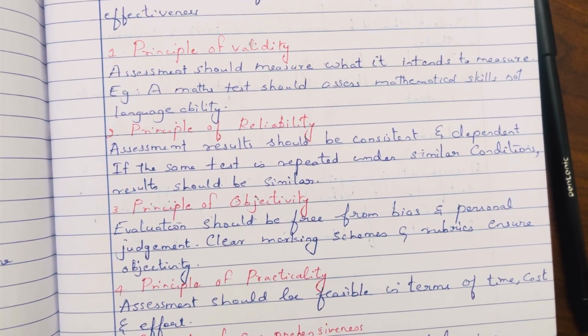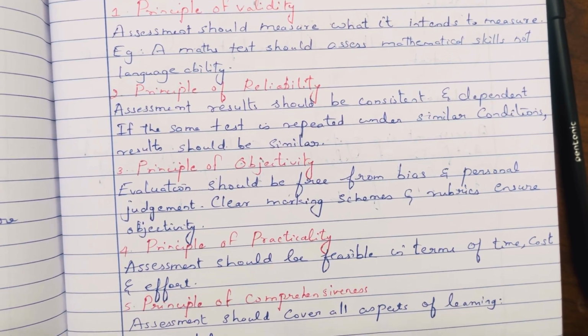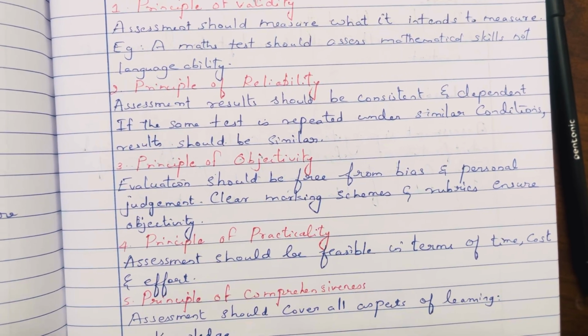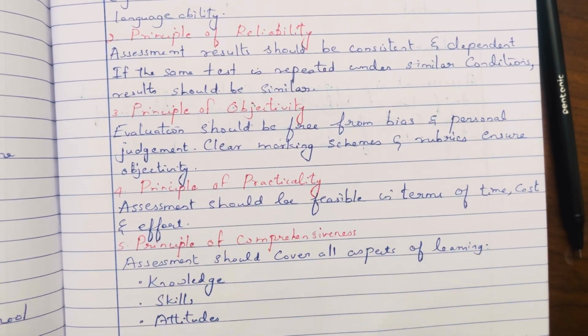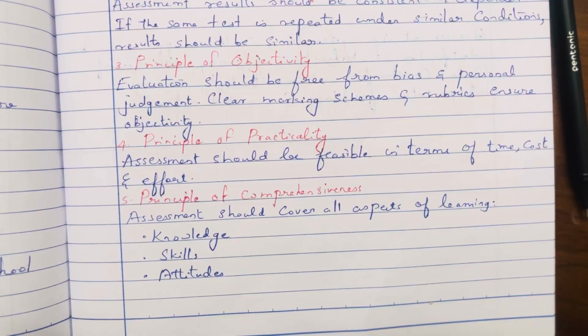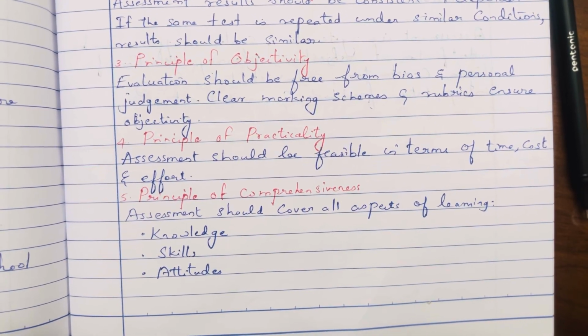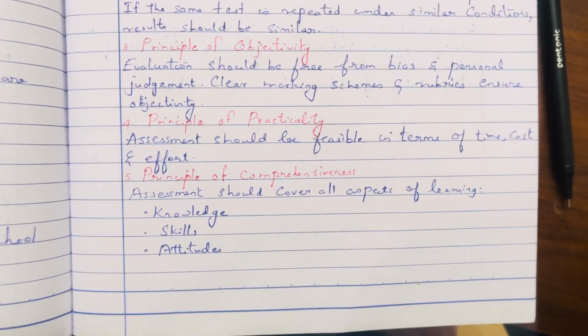Principle of objectivity. Evaluation should be free from bias and personal judgment. Clear marking schemes and rubrics ensure objectivity. Principle of practicality. Assessment should be feasible in terms of time, cost, and effort. Principle of comprehensiveness. Assessment should cover all aspects of learning: knowledge, skills, and attitude.